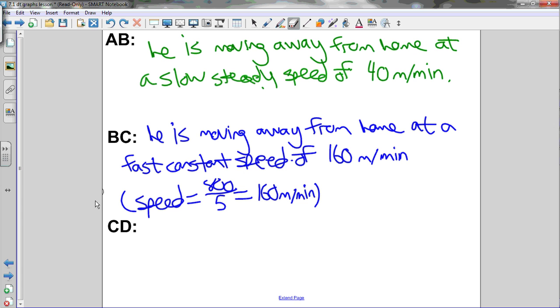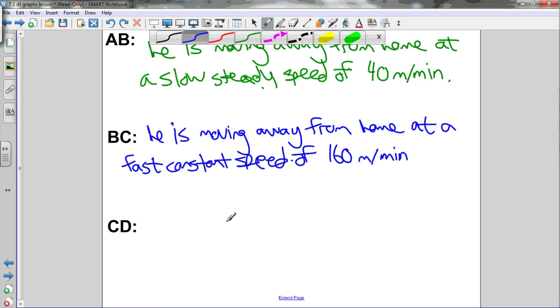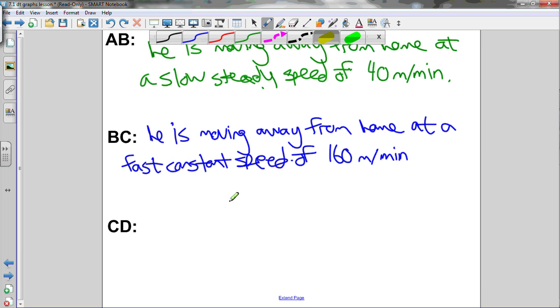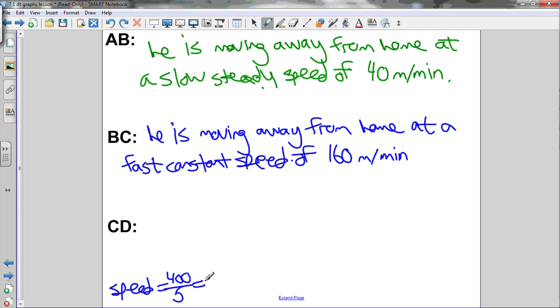Good. Let's do part CD. I'll try and do this a bit quicker now. So CD is this section here. So in this section, once again, line is going up to the right, so he's moving away from home. It's not as steep, so he's moving slower, but it's a straight line, so it's a constant rate. And he goes 400 meters in 5 minutes. Let's calculate that speed. I'll just write it at the bottom here. So speed equals 400 meters in 5 minutes, so that's 80 meters a minute.